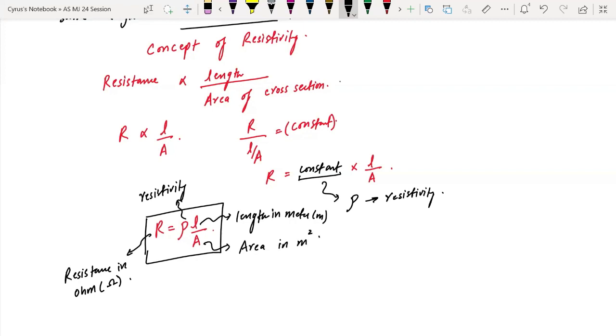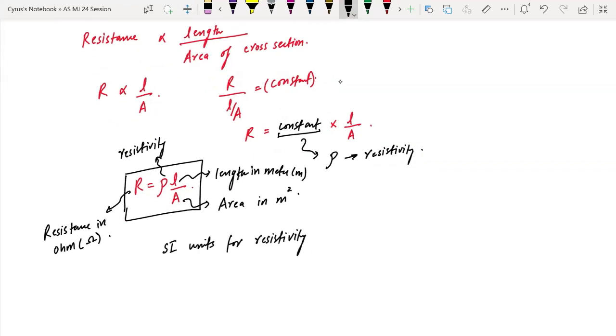So what are the SI units for resistivity? The easiest way to find the SI units is to make that the subject. We'll make rho the subject. This is RA over L. You know that R is in ohm, area is in meter square, length is in meter. This will cancel with this one, and you'll get what? Ohm meter. So the SI unit for the resistivity will be ohm meter, right?